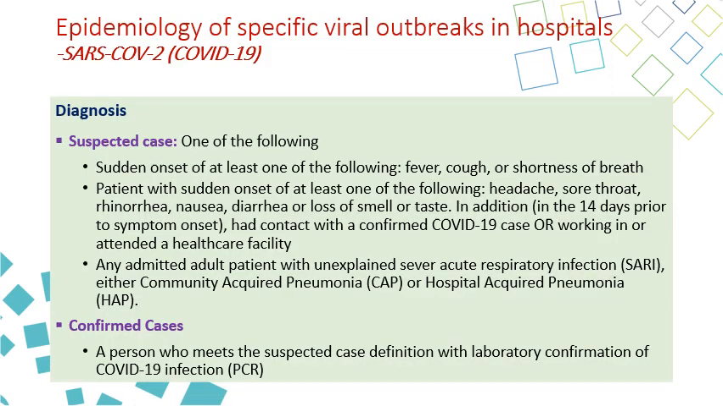So for the diagnosis, we have suspected and confirmed cases. Suspected cases are any patient who has sudden onset of one of the following common symptoms, including fever, cough, shortness of breath. But also if the patient had less common symptoms like headache, sore throat, rhinorrhea, nausea, and upper respiratory symptoms, in addition to exposure to a patient with COVID in the last 14 days, this is also suspicion of COVID. Also any admitted adult patient with unexplained severe respiratory infection should be suspected as COVID. But the confirmation is only by lab, confirming the diagnosis by PCR.